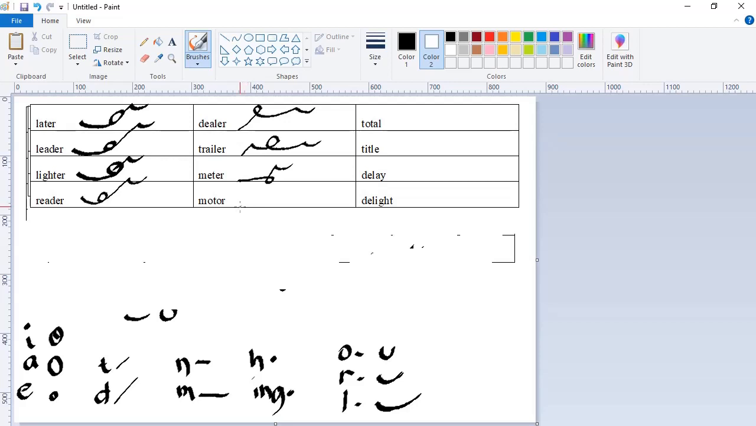Next, motor. So we have motor. Hindi siya motor, it's motor. So it's M-O-T-R. Motor. Next, total. So yung total natin, T-O-T-L. Total. Next, title. We have masyadong mahaba, I'm sorry. We have T-I-T-L. Title. Delay. So, hindi mo siya sinasabing delay.